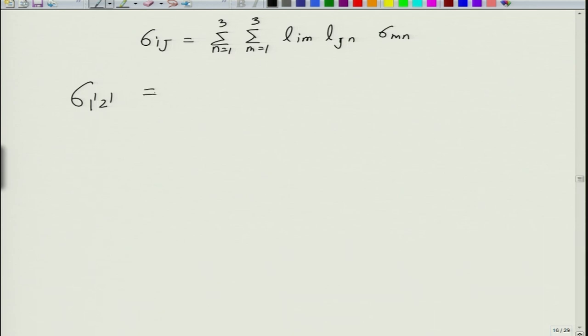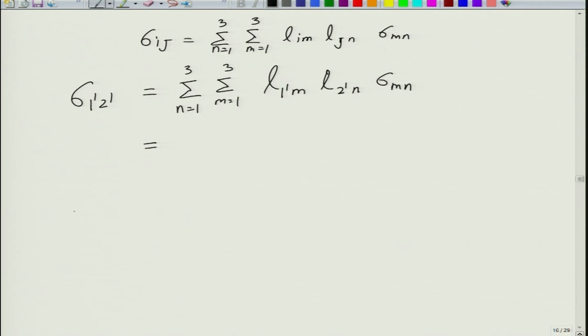So the formula is sigma ij is equal to the sum over n from 1 to 3, the sum over m from 1 to 3, of l i m, l j n and sigma m n. Let's say I want to calculate sigma 1 prime 2 prime. If I write this as an expression, the sums remain from 1 to 3. I fix certain things here: L 1 prime m, the second one becomes L 2 prime n, then sigma m n. So I am only left to vary m and n.